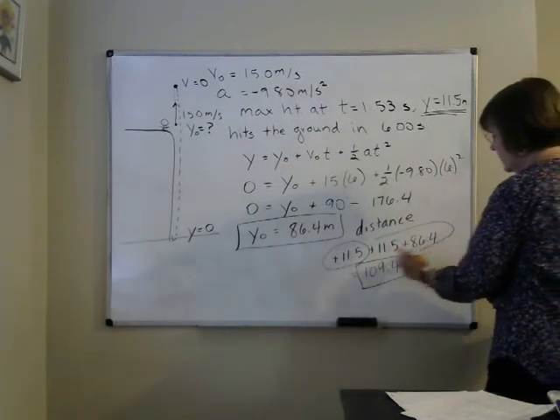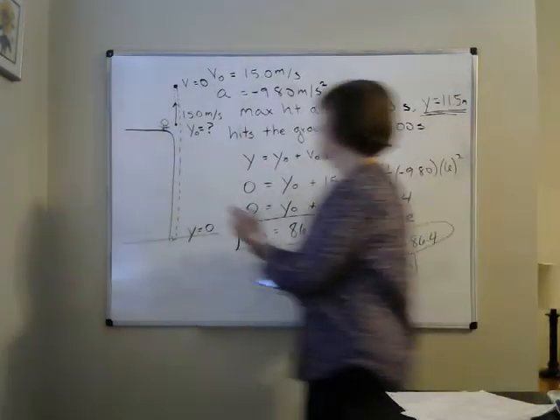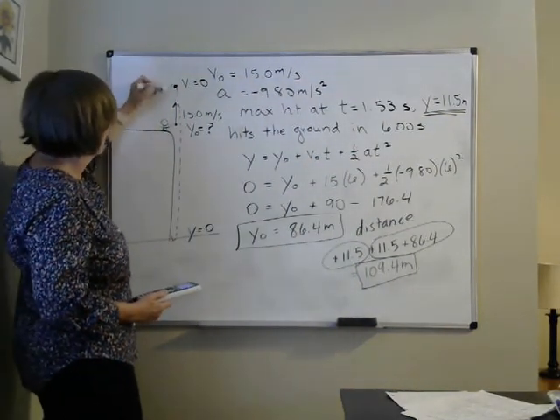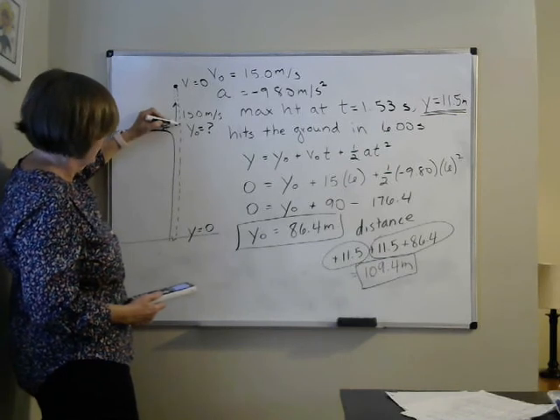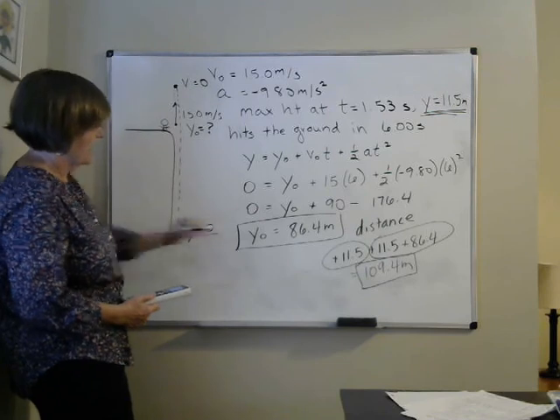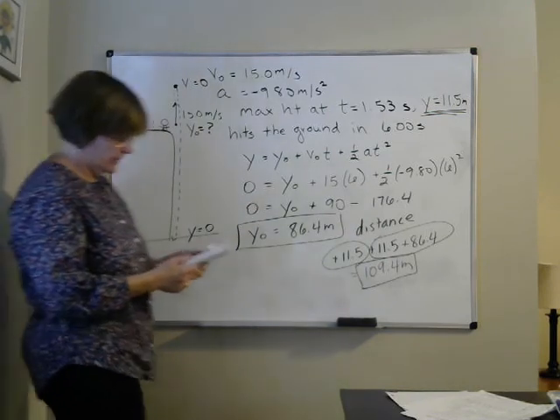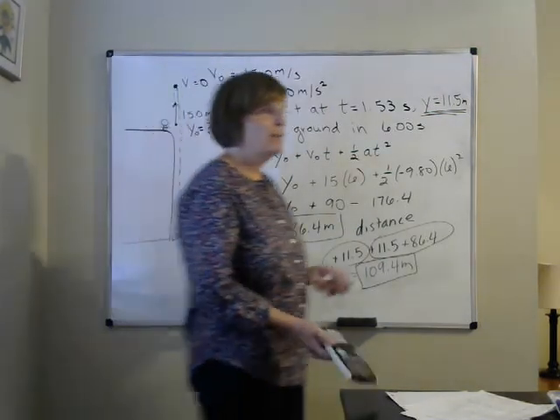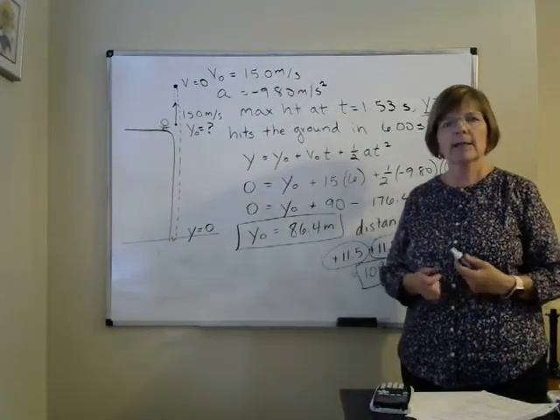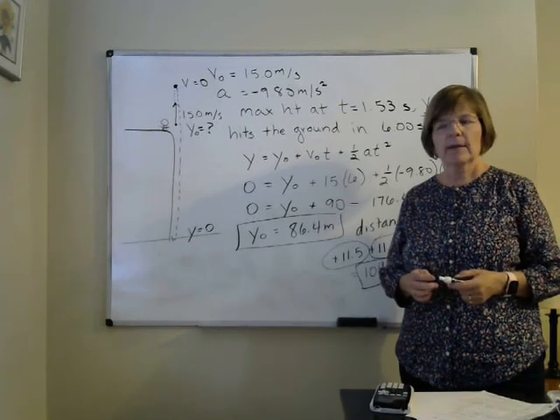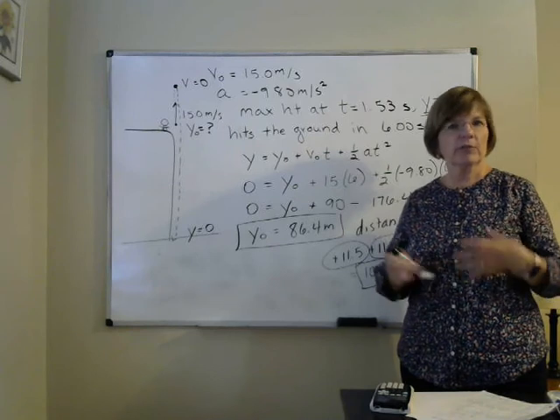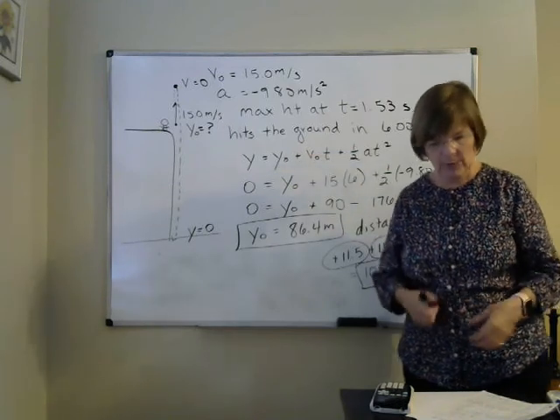This was the way up. These two combined was the way down. We already figured from here to here was 11.5 meters, so it came down another 11.5 meters. Plus, we figured out that the height here, this initial height, had to be 86.4 meters. Same equations we were using a few minutes ago when we were going horizontally with cars accelerating. Now they're just vertical. And now we have a constant acceleration of negative 9.8.